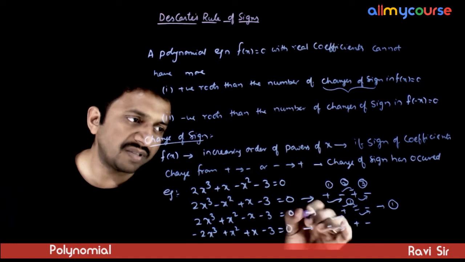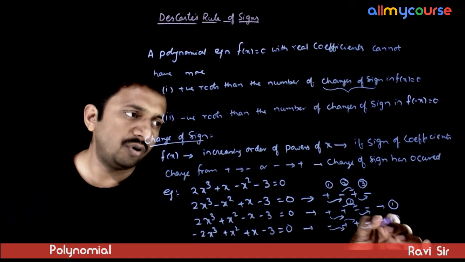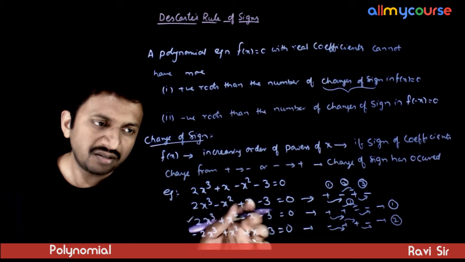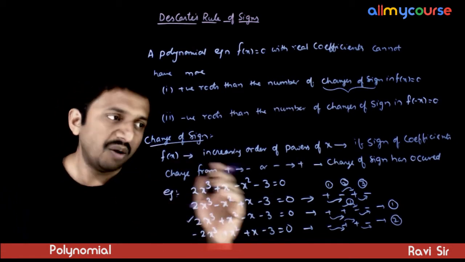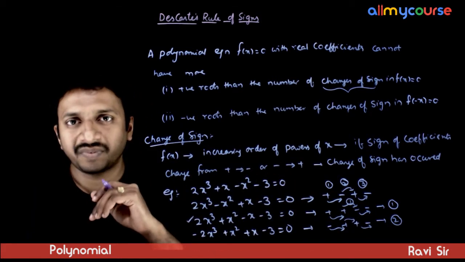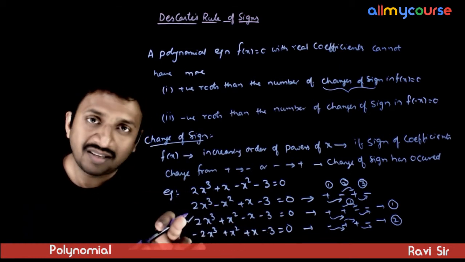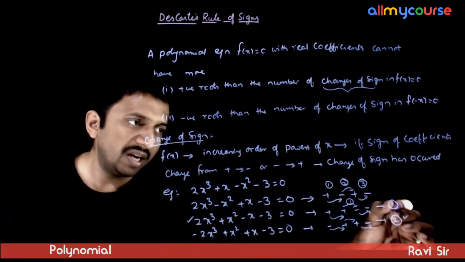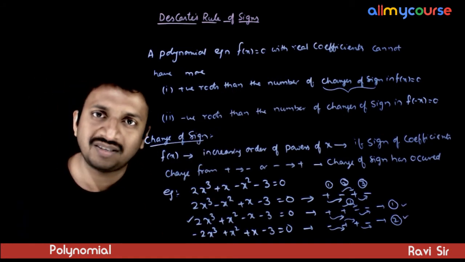So you have one change of sign here, no change of sign, another change of sign. So you have a total of two changes of sign. That means this equation 2x cube plus x square minus x minus 3 cannot have more than two negative roots. That means all the roots of this equation cannot be negative. And this can have at most one positive root and at most two negative roots. So this is what Descartes' rule of signs says.